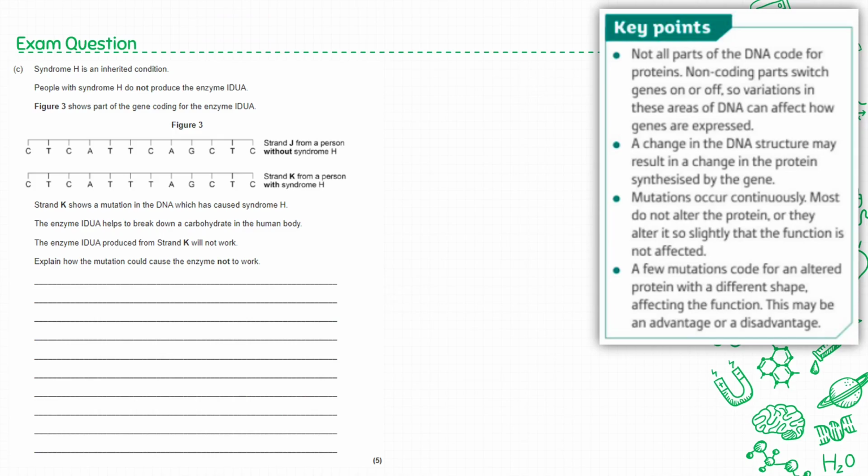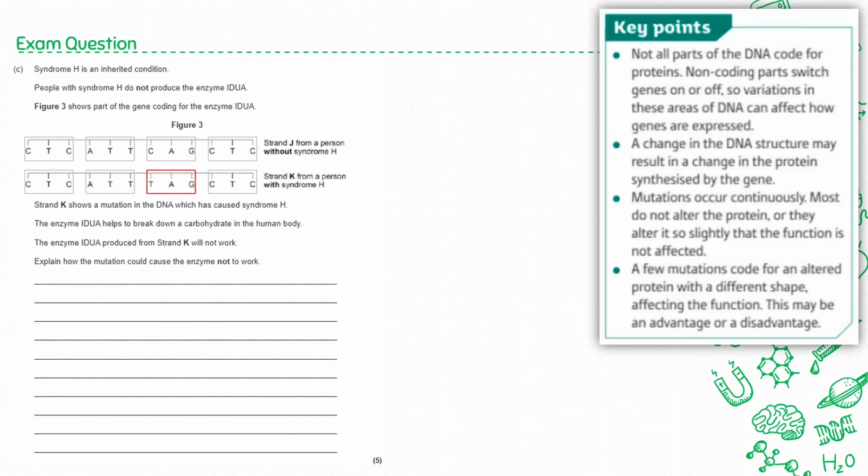Okay, let's go through the answer to this question. The first thing we should do is identify a mutation in strand K. You can see we have 4 triplets and 4 triplets in the other strand. The third triplet, there's a mutation of the base C to the base T. This has changed the codon from CAG to TAG.